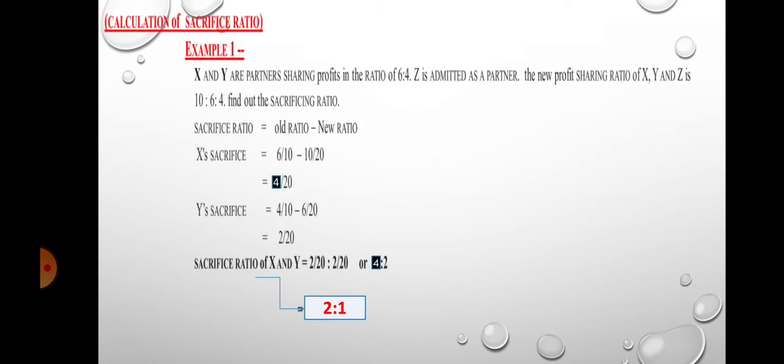Next, calculation of sacrifice ratio. Example first. X and Y are partners sharing profits in the ratio of 6:4. Z is admitted. X and Y are the old partners and the ratio given is 6:4. Z is admitted as a partner. The new profit sharing ratio of X, Y and Z is 10:6:4. Find out the sacrifice ratio.